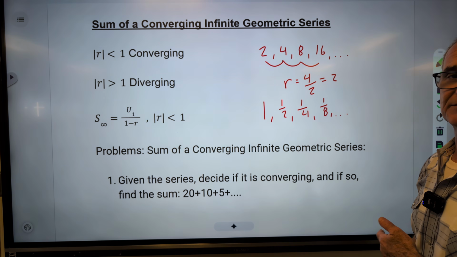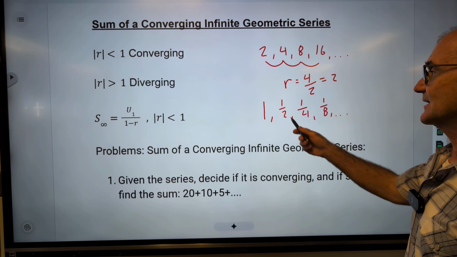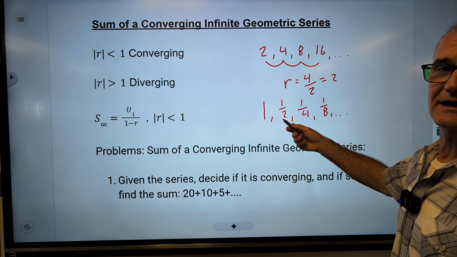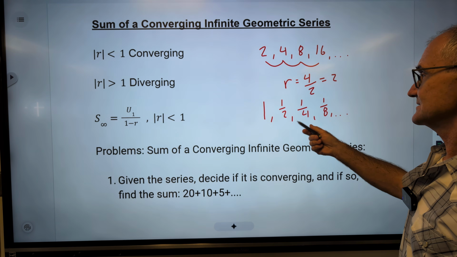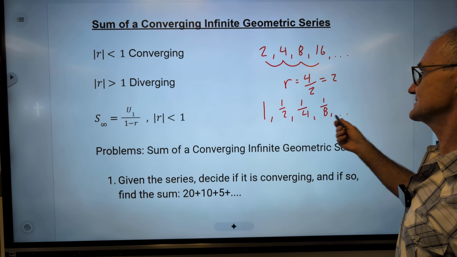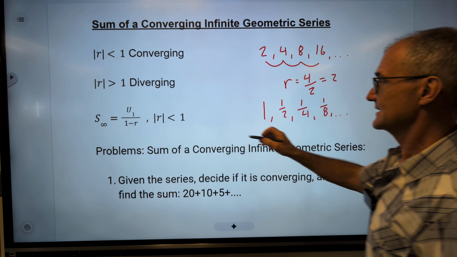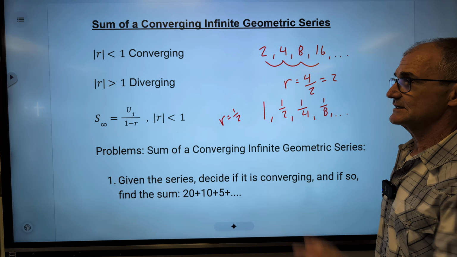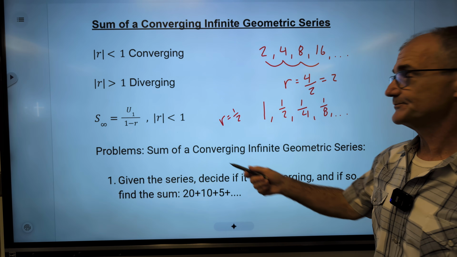I am multiplying. 1/2 divided by 1 is a half. A quarter divided by a half is a half. So it is a geometric series. It is an infinite geometric series. The common ratio here is a half. So it is converging, so I can find its sum.